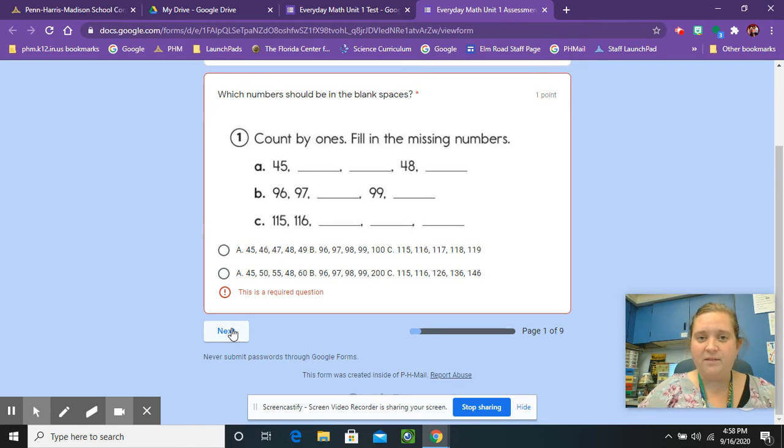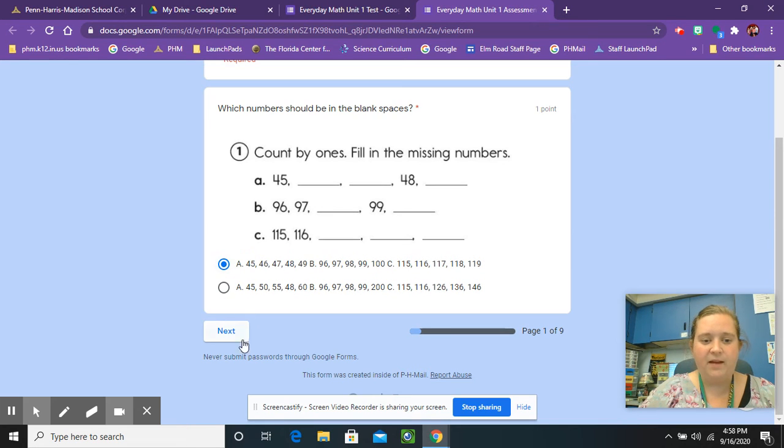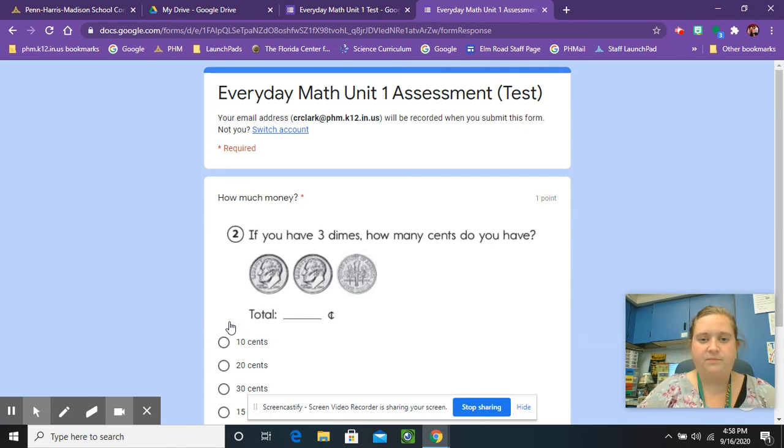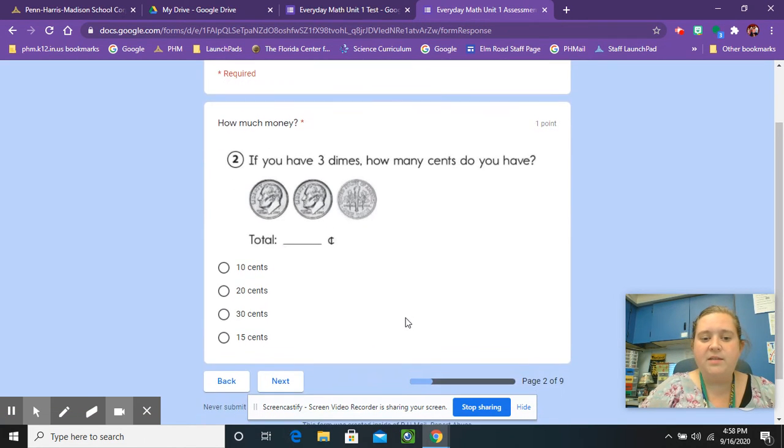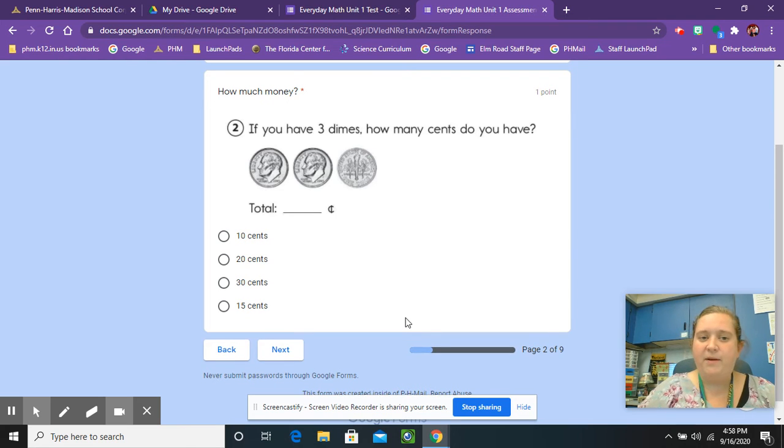Oh, what happened? I did not pick an answer. I have to pick an answer to be able to go on to the next problem. So let's just say maybe it's this one. I pick an answer and go to the next one. Okay, then you will see the next question. How much money? It says number 2. If you have 3 dimes, how many cents do you have? All of your choices are down here, okay? So you have to pick an answer before you click Next.